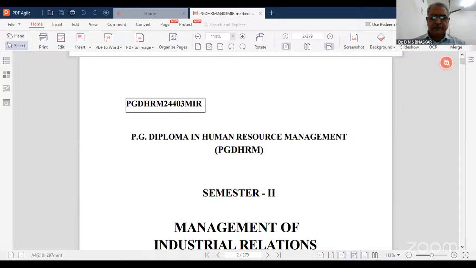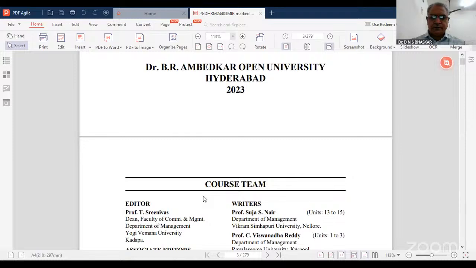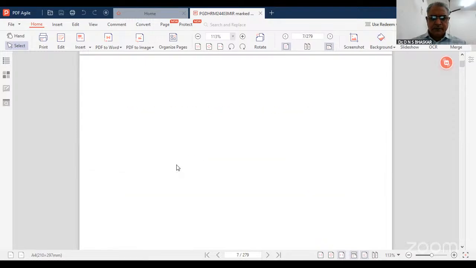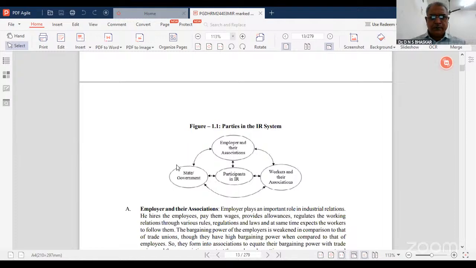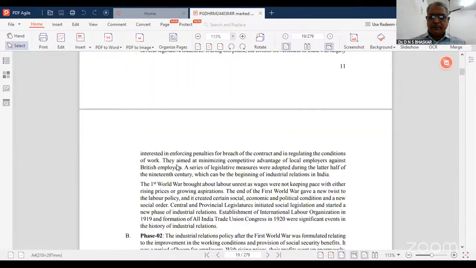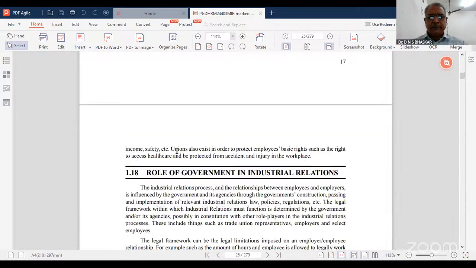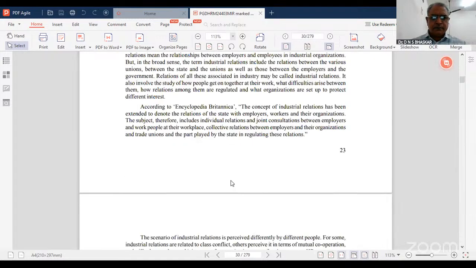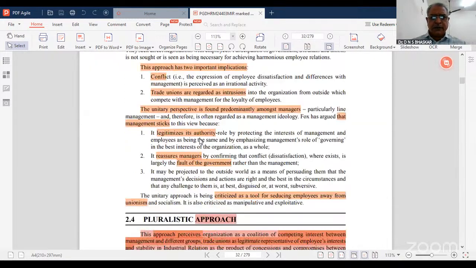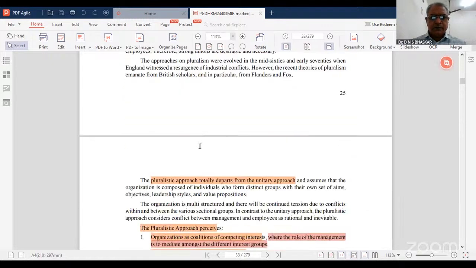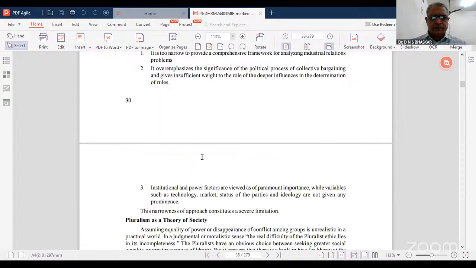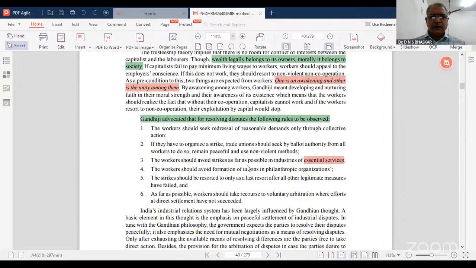Screen is sharing. Already these blocks are completed, the process and all. I hope you are able to see the screen. See, all these concepts we have covered in the previous classes.